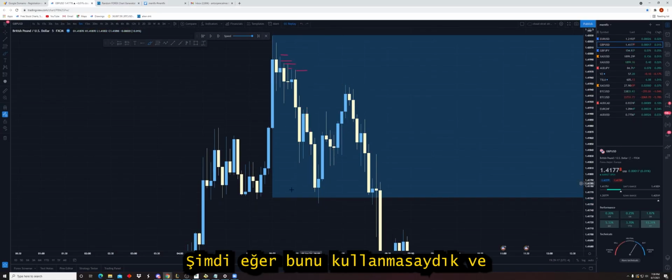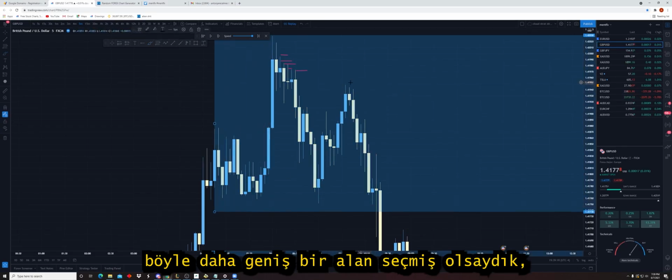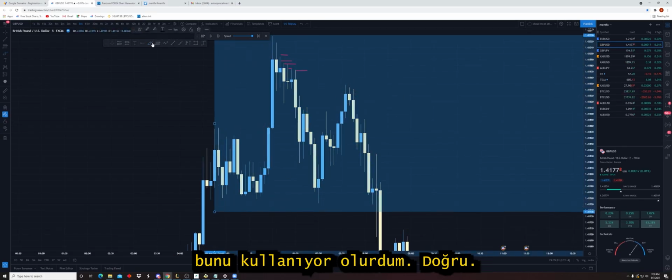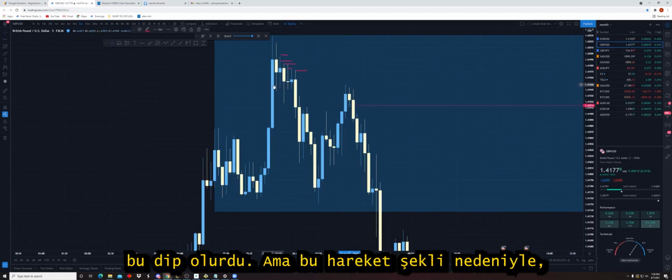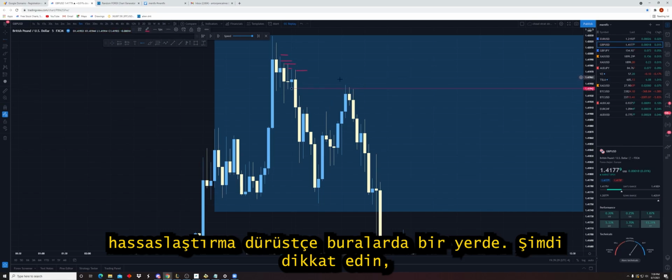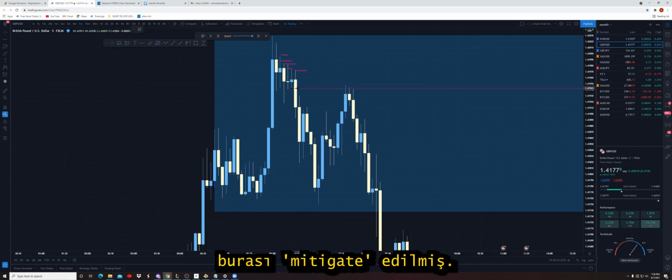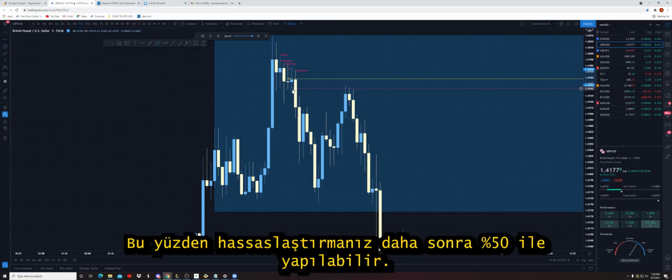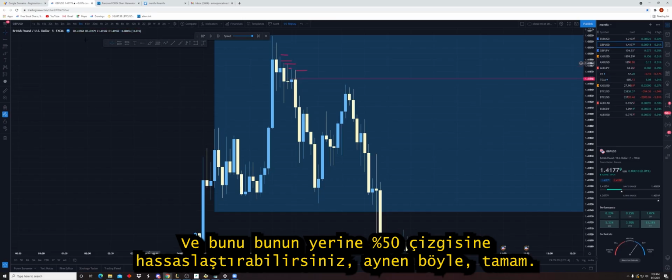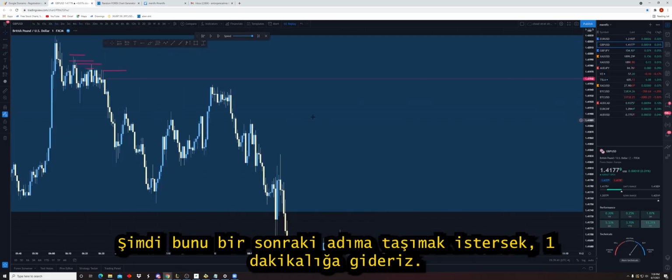Now, if we didn't use that and we had a larger zone selected like this, I would be utilizing this, right? And my refinement would have been this low, right? But because of the way this has moved, the refinement is honestly somewhere up here. Now, notice how that's been mitigated. So your refinement can then be made with a 50%, and you can refine it to that 50% line instead, like that. Okay, now, if we want to take it the next step, we go to 1 minute. If it allows us, it does.